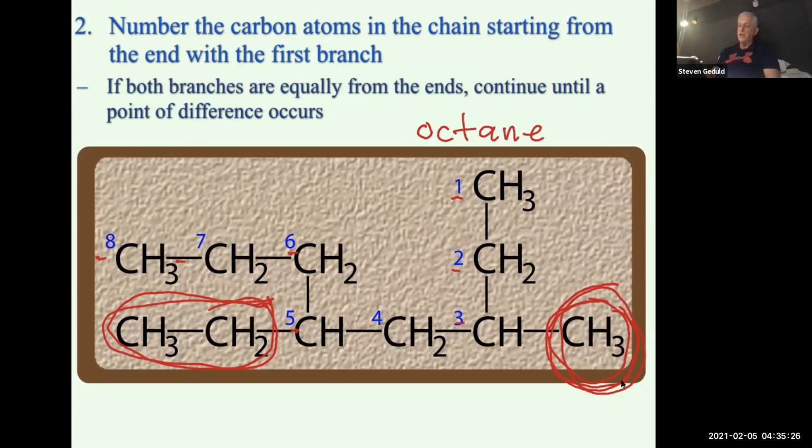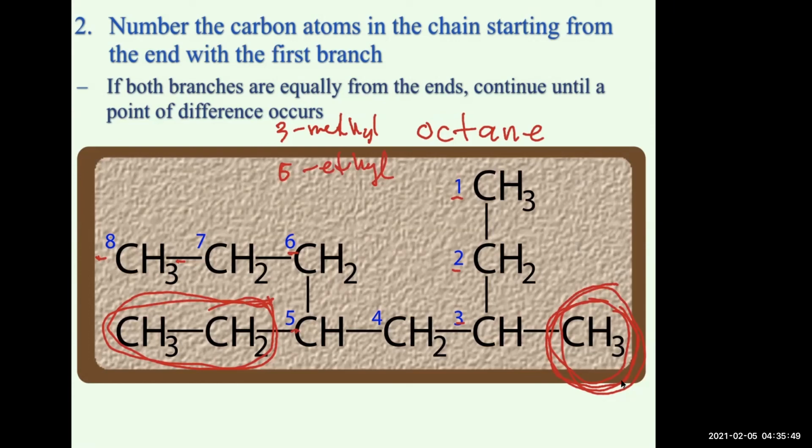At number 3, there's a methyl. At number 5, there's an ethyl. Let me put it together. Okay, alphabetical order. What comes first, ethyl or methyl? Ethyl, right? E comes before M, right?